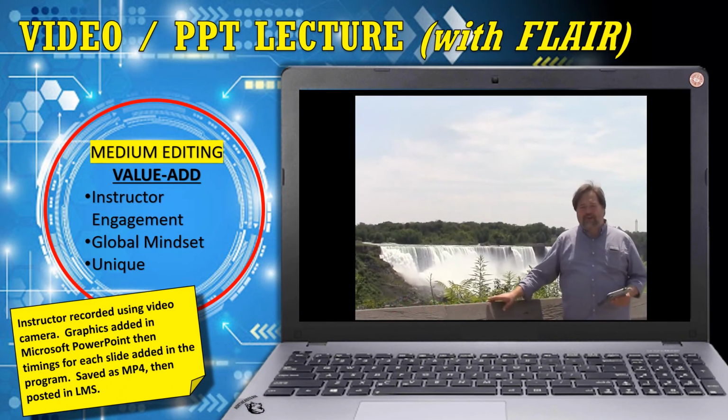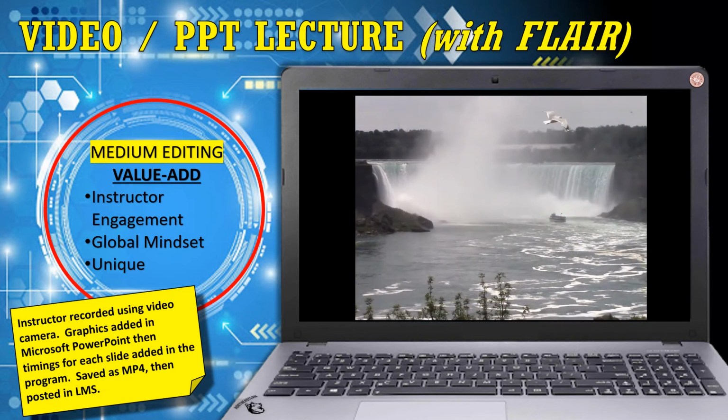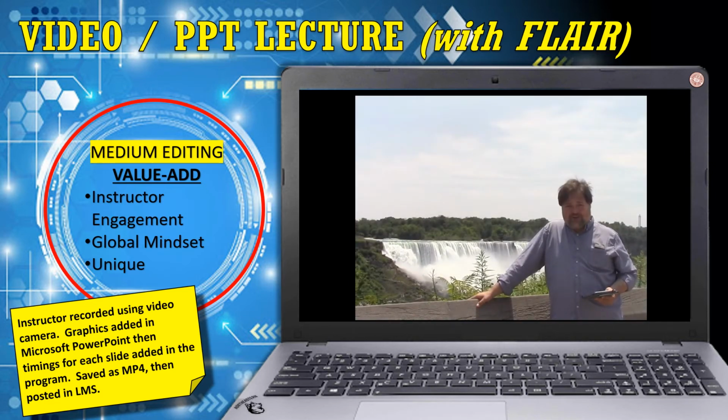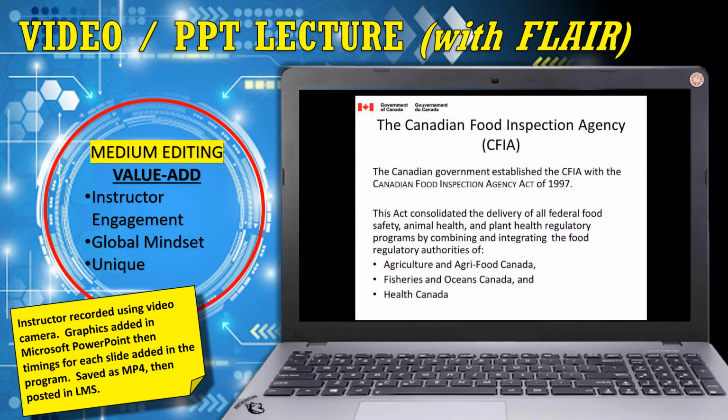Hello, in this video I'm in Canada. We are at Niagara Falls. This is a perfect location for us to talk about the differences between the Canadian Food Inspection Agency and that in the United States of the FDA and the USDA. The Canadian Food Inspection Agency, or CFIA, was established by law in Canada in 1997. The Act consolidated basically all federal food agencies like dealing.